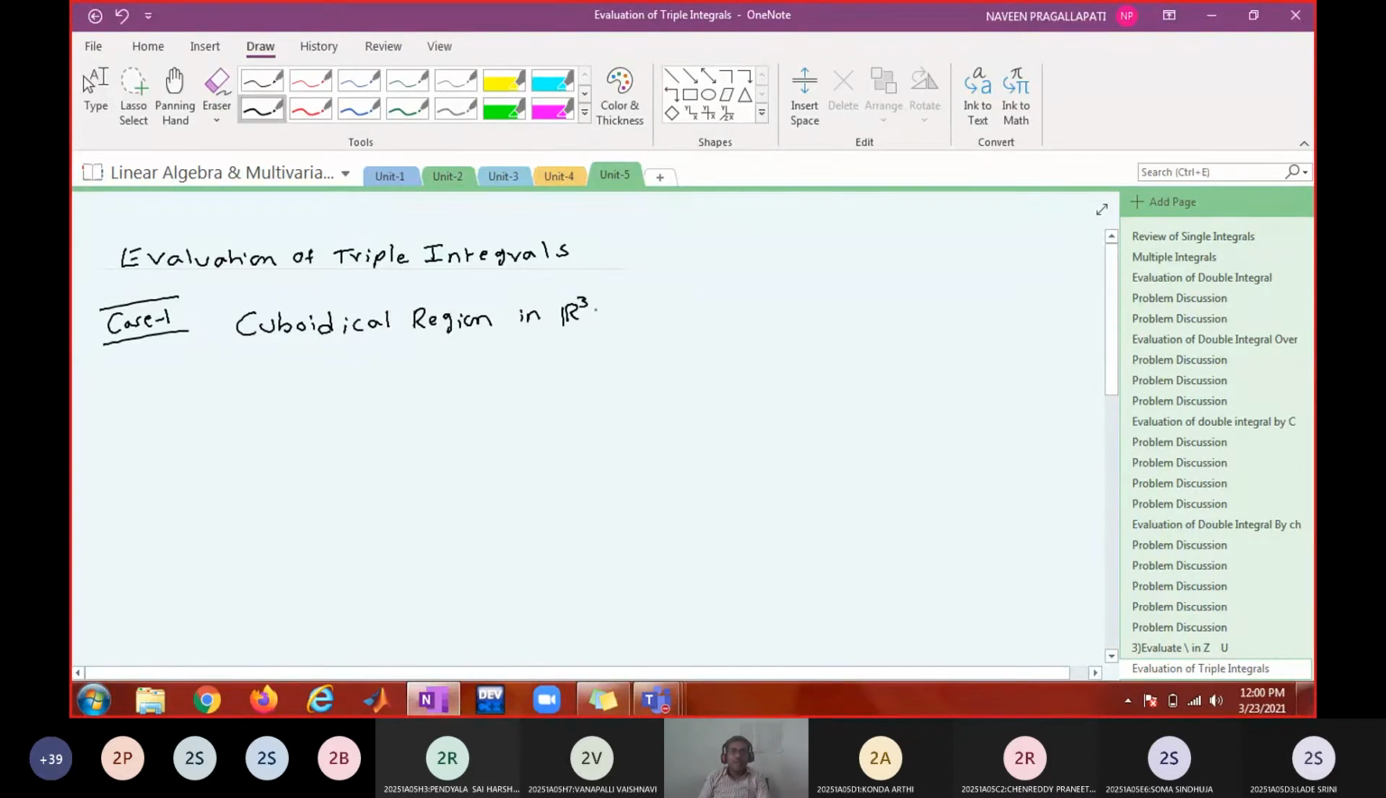What do you mean by R cube? Three-dimensional space, X, Y, Z space. R square means X, Y plane. Rectangular becomes a cuboid. Non-rectangular becomes non-cuboid. So write down the statement.